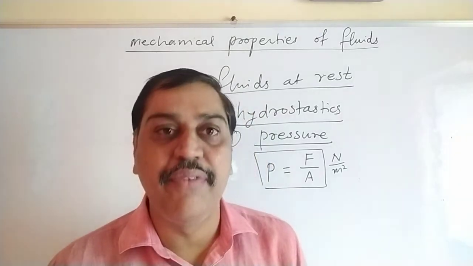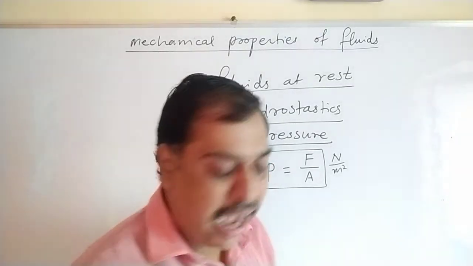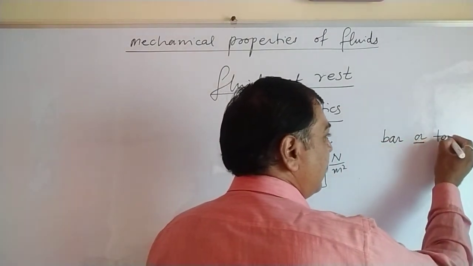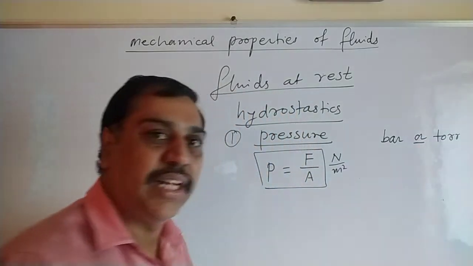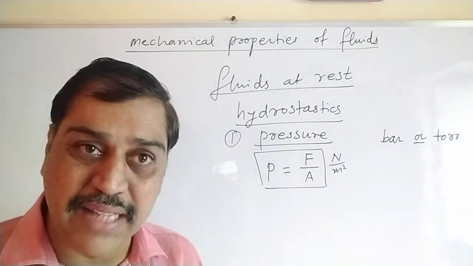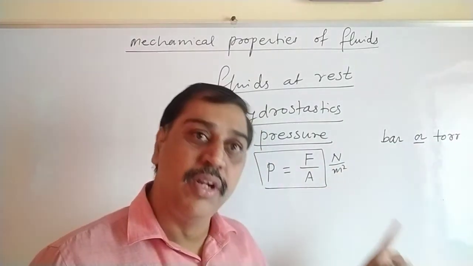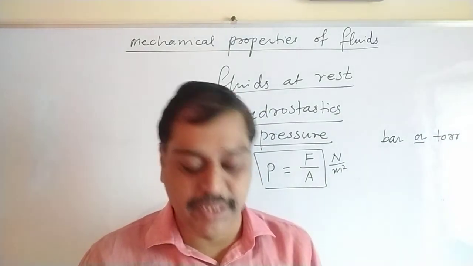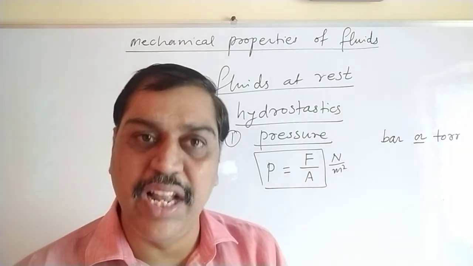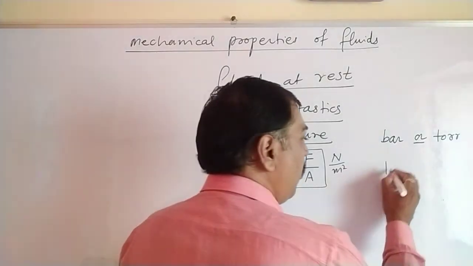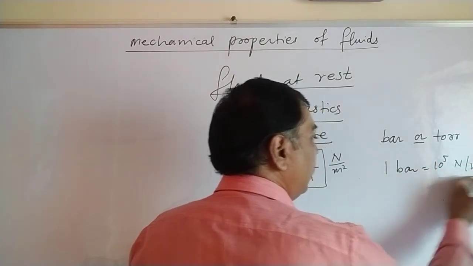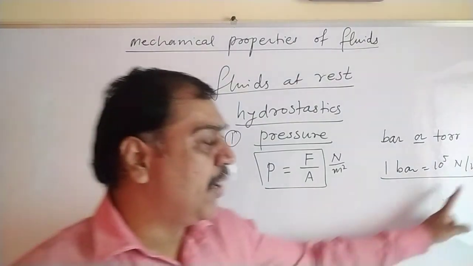Apart from this, they have given different units of pressure, that are nothing but bar and torr. So bar is another unit to measure pressure, and another is torr. Pressure can be measured in bar or torr, or in pascals, or in Newton per meter square, or dyne per centimeter square. These are the units to measure the pressure of a fluid or the pressure exerted by a gas. Here they have given the relation: 1 bar equals 10 raised to power 5 Newton per meter square.